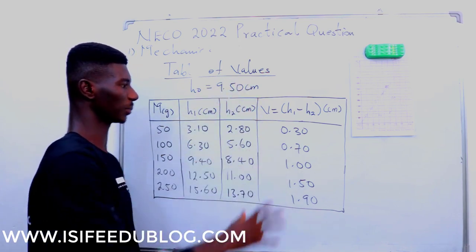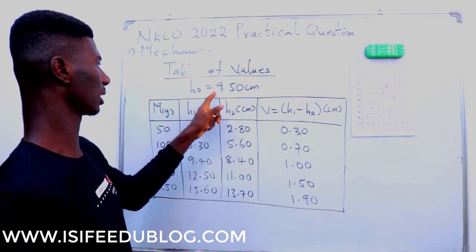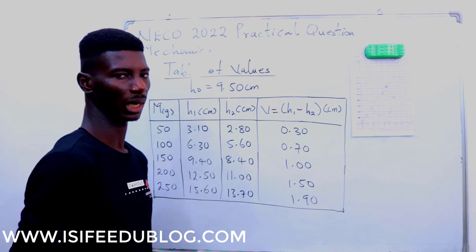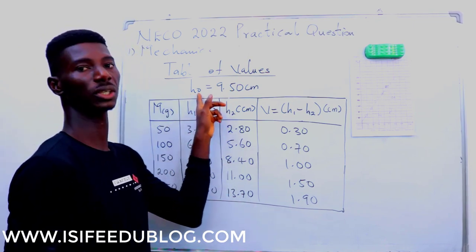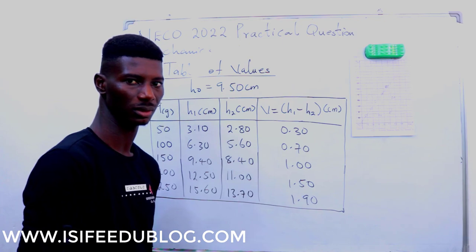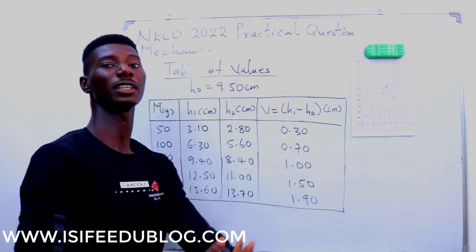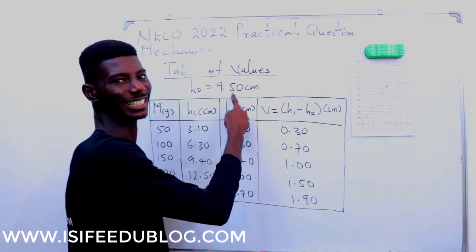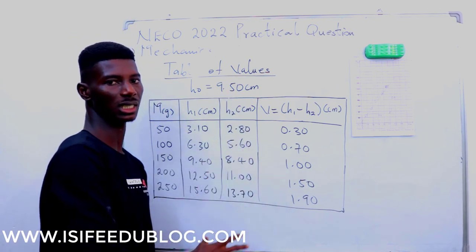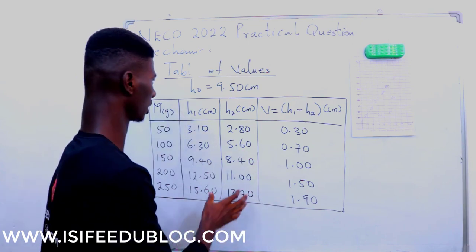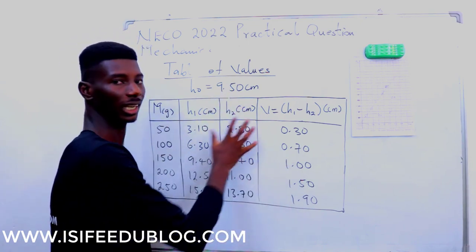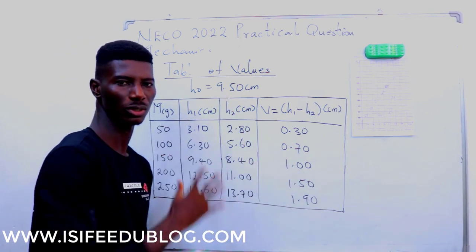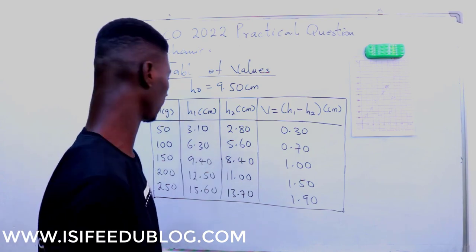So we have now done the practical. This is what we have. H0 is equal to 9.50 cm. Another person, after reading, may get an H0 of 15 point something. Somebody's H0 may even be 50 point something. It does not matter. The problem is that if your H0 changes, the readings here change. It's as easy as that. But if you are making use of my own, this is exactly what you are going to use. Don't stress yourself anymore.